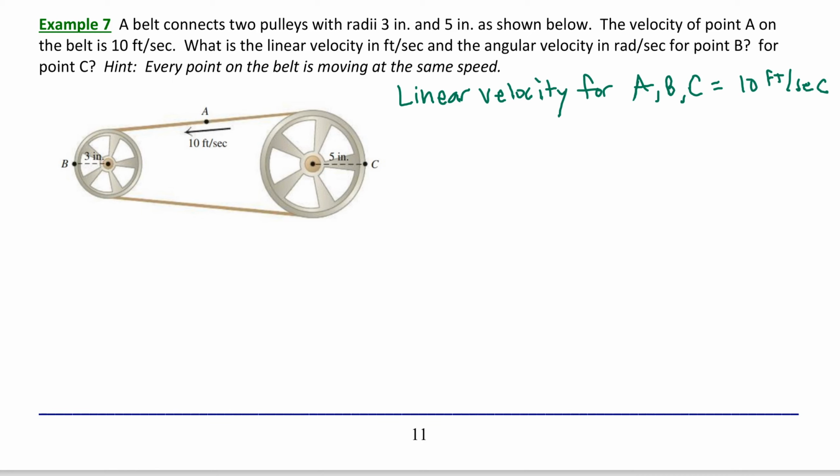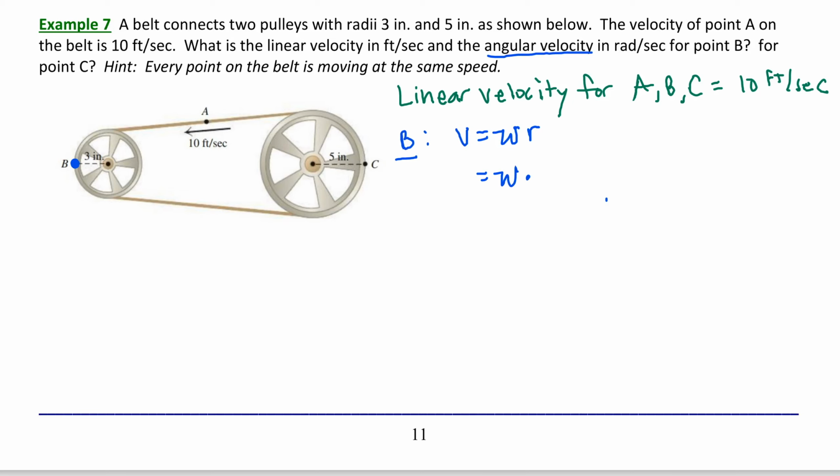However, the angular velocity for point B and point C will be different. So let's consider point B's angular velocity. Working on point B, we're going to remember that linear velocity is equal to angular velocity times radius. If we want to find the angular velocity for point B in radians per second, then we're going to need to know the radius of the circle around which it's traveling.